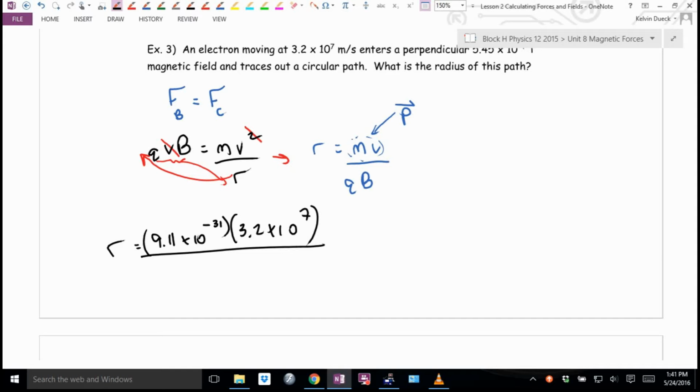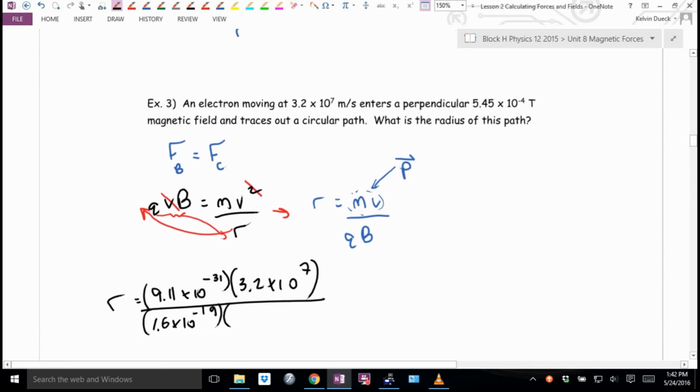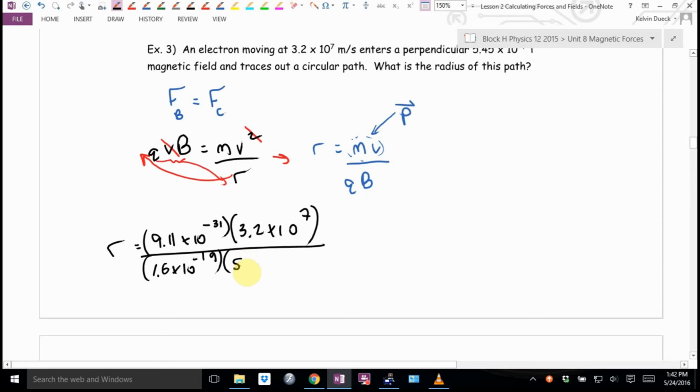Hey, Q, charge. They didn't tell me. It's an electron. Do I want to put a negative in? No, radius by definition is positive. Radius by definition is a scalar, okay? So 1.6 times 10 to the negative 19. B is the magnetic field, which looks like it's 5.45 times 10 to the negative 4.